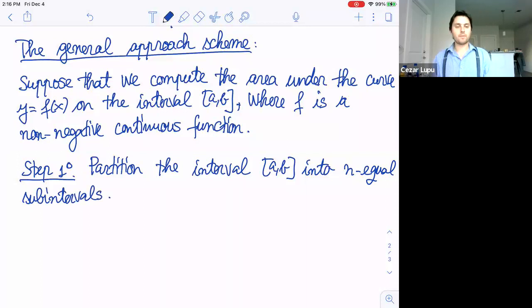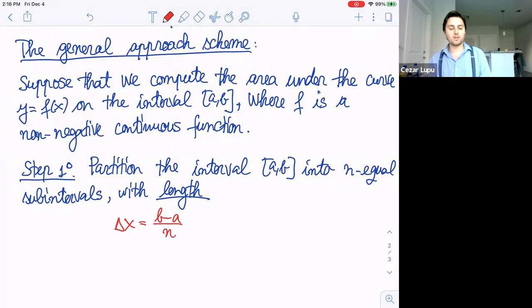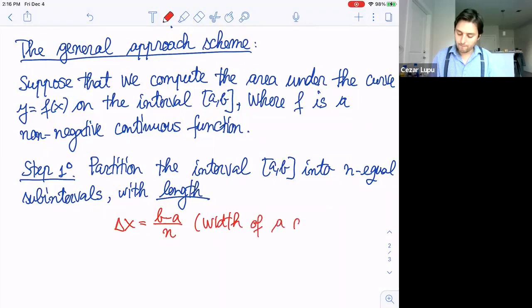And the length of each subinterval will be denoted in the following way. We're going to write this as delta x, which will be b minus a over n. So this will be the length of each subinterval. We can say it's the width of a rectangle. Okay, so that's the first step, right?